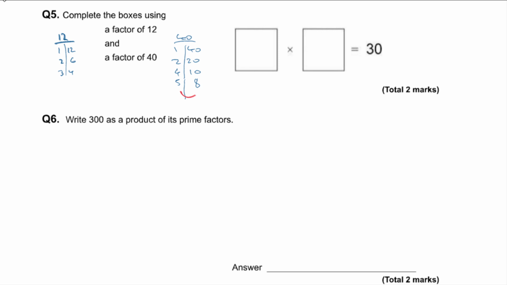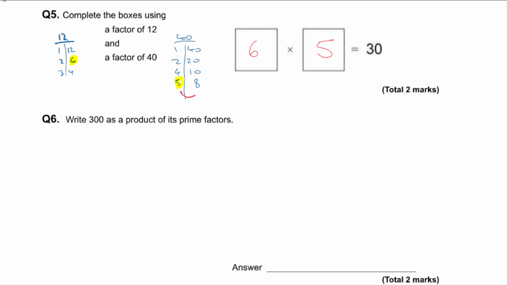So I'm thinking if I pick the 6 from there and the 5 from there, 6 times 5 is 30, isn't it? So I'm going to go for 6 here and 5 here. Now I could have also had 3 and 10, that would have worked as well. Is there any other pairs? I think that's just the only other one. So 3 and 10 or 6 and 5 both seem to work.